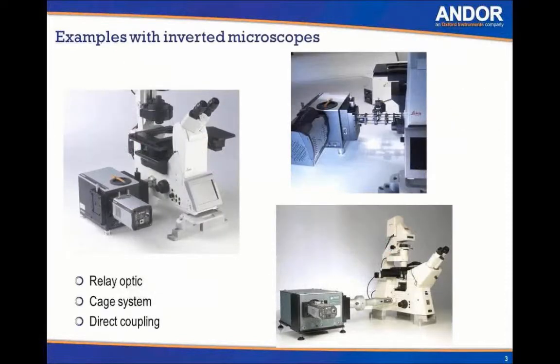Here are some examples with inverted microscopes. On the left-hand side, we have direct coupling using C-mount adapters between the spectrograph and the microscope. On the top right-hand side, we have a cage system for coupling, and on the bottom right-hand side, we've got an enclosed relay optic, and this may be useful in situations where there are space constraints.